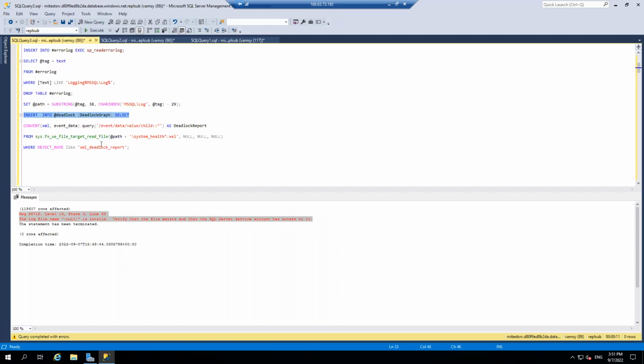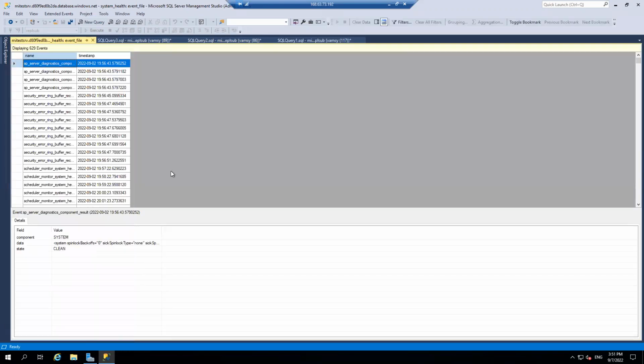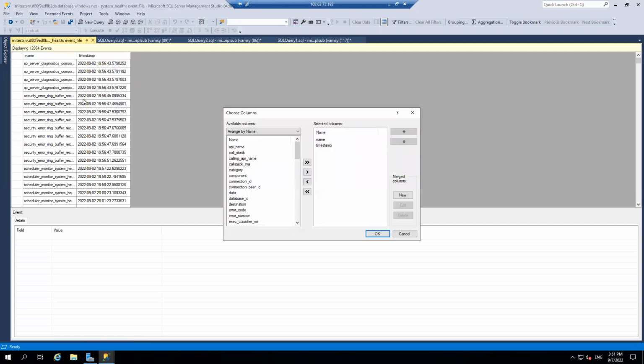So my script is throwing some error here. I will work on the script. Forget about this script, but even if you want to fetch that information, you can get it from here. So extended events, sessions, system health, it will be here. I will open this. And you can filter on deadlock. You will get columns, choose the columns. Let's go with error number.